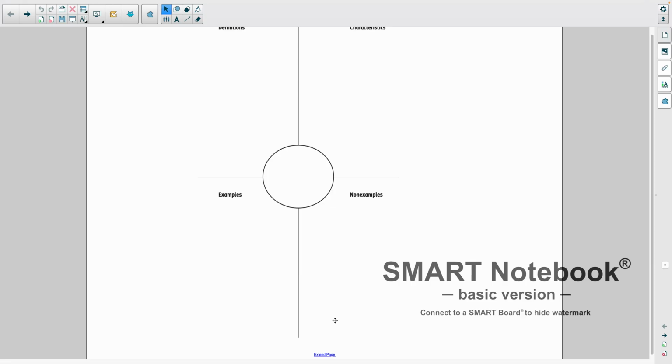For right now, we're going to talk about some definitions, characteristics, examples, and non-examples of these 3 functions. So we're going to start with the easiest one, I think, all right? And we're going to discuss linear functions.